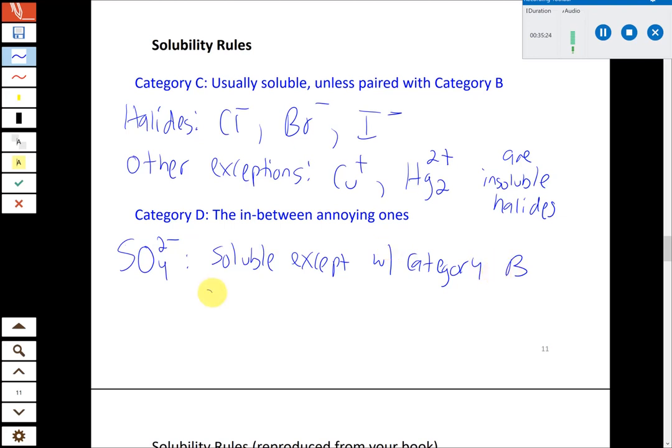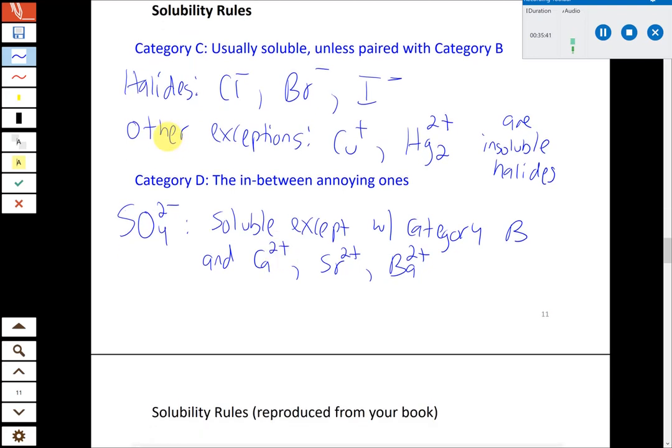But then other exceptions are going to be the heavier group 2 cations, calcium, strontium, and barium, the ones at the bottom of the periodic table in group 2. These will make insoluble sulfates, okay? So there's more exceptions for sulfate, which is why it's a little bit harder to remember sometimes. And then similarly, OH- hydroxide, this one more often than not is insoluble, but it also has a lot of exceptions. So it's going to be insoluble except with those category A cations that are always soluble. So sodium, lithium, and so on.